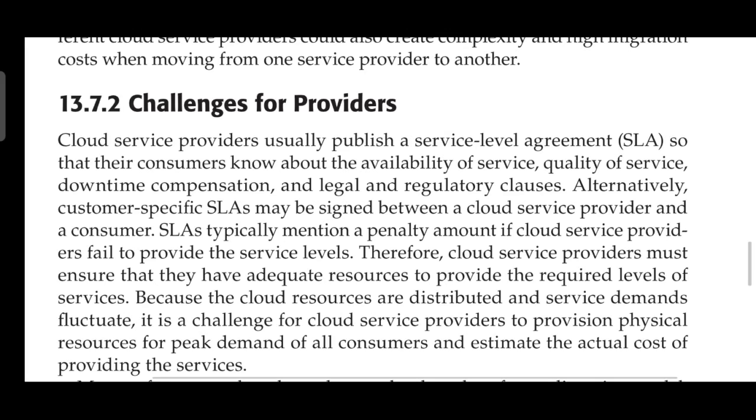It's the maintenance time actually. It may be a maintenance time or it may be a sudden failure, whatever. So all the legal and regulatory clauses will be mentioned in that SLA. Alternatively, consumer specific SLAs may be signed between a cloud service provider and a consumer. SLAs typically mention a penalty amount if the cloud service provider fails to provide the service.